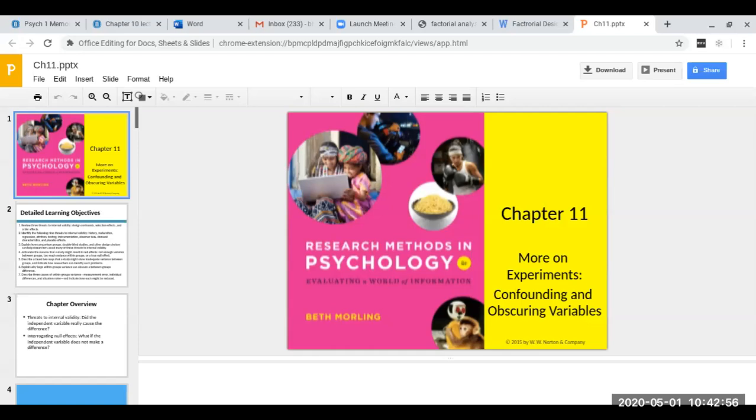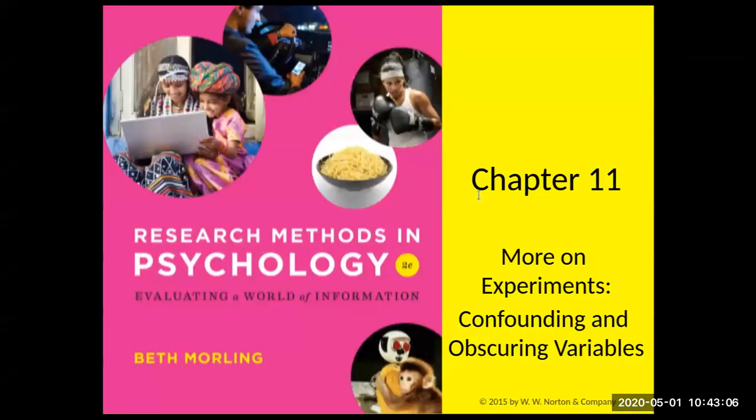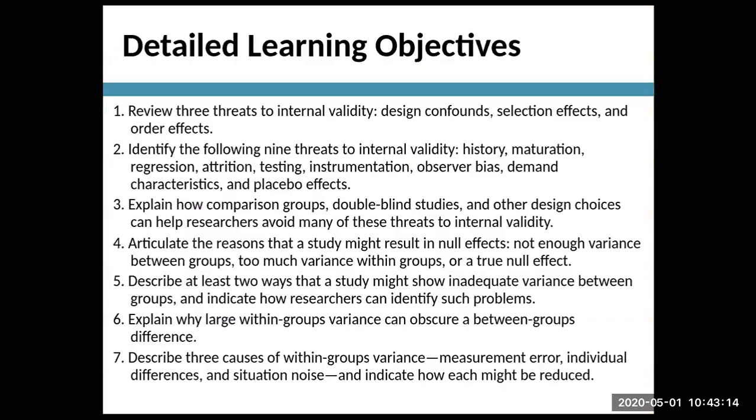So I will separate that into two different lectures. The null effects one should probably be faster than this one, but either way, let's go along for the ride. I'll read the chapter objectives, and then after this, I will record the second half of chapter 11. So we are going to review the 3 threats to internal validity that were talked about in chapter 10.